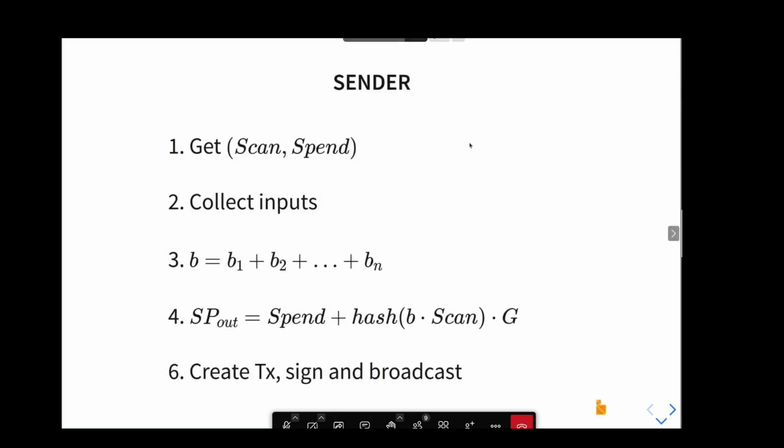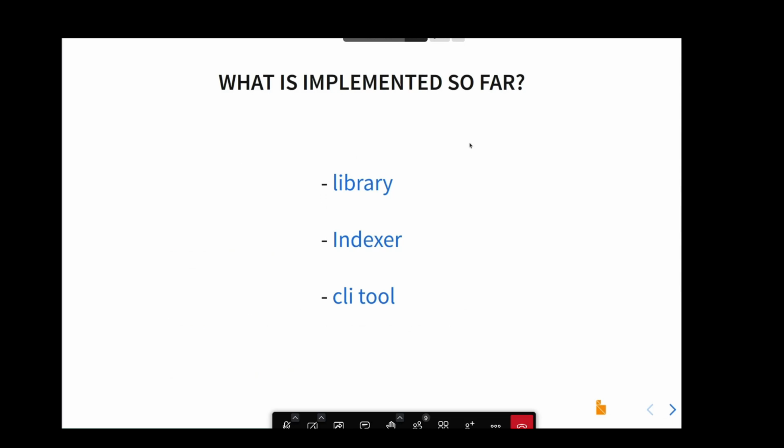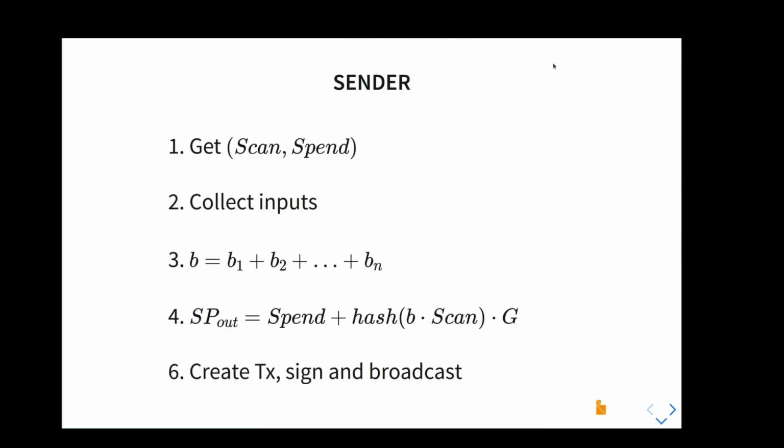So now I would like to list the different things that I should do from each side of the library. In the library, what we have to do from the perspective of the sender is to get the scanning and spending public keys of the receiver, then collect the inputs, add all the private keys of those inputs together, produce the silent payment output that is going to be embedded into the transaction, and then create the transaction, sign, and broadcast. So those are basically the actions that we need to do to produce a silent payment from the perspective of the sender.